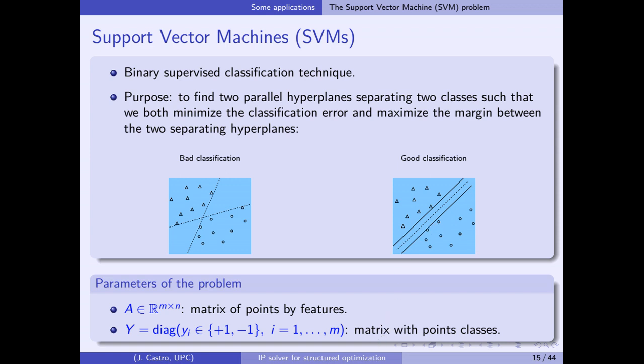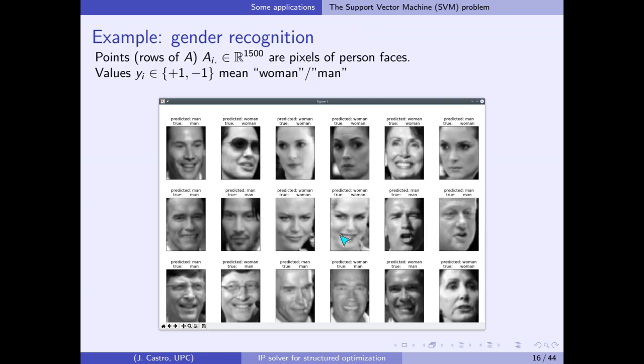For instance, this is an example that I computed in my computer. This is a real case, a real situation. Well, let's consider that you have a matrix of pictures, so each row of the matrix is a picture, okay, faces of people, and for each picture, you have 1,500 attributes, which are the pixels of the picture. So they are numbers in 0, 1, that basically mean the gray level of each pixel. And let's suppose that you want to compute a plane that separates the faces of males and females, men or women. And this is the result with some plane computed.